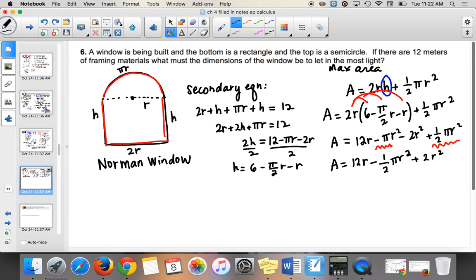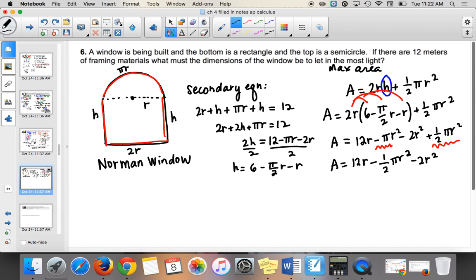Why is that? Why would it be negative 2 pi r? Did I write? I'm messing up this r squared term once I get to it. Is that what you're saying? No, what? Is that a negative 2r squared? Oh, wait, never mind. All right, so we have 12r minus 1/2 pi r squared minus 2r squared. Do we have that? Okay.